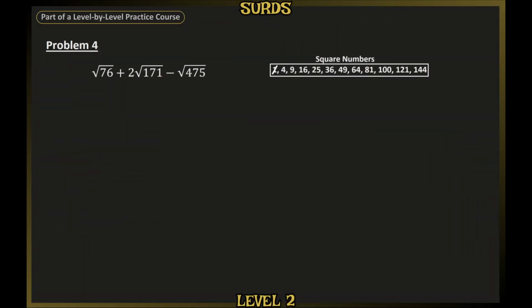In problem 4, we're simplifying the square root of 76 plus 2 root 171 minus the square root of 475. Again, we're going to simplify each of these surds independently, starting with the smallest one, which is the square root of 76. Now we need to look for two numbers that multiply to make 76, where one of them is on our list of square numbers.